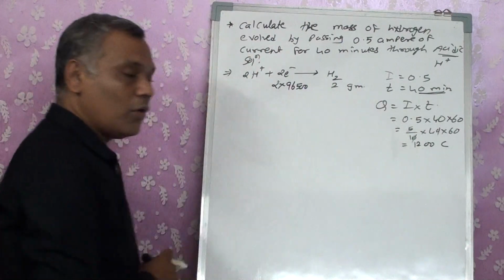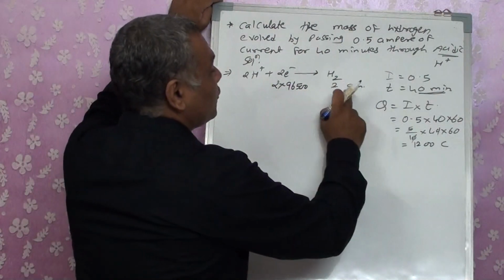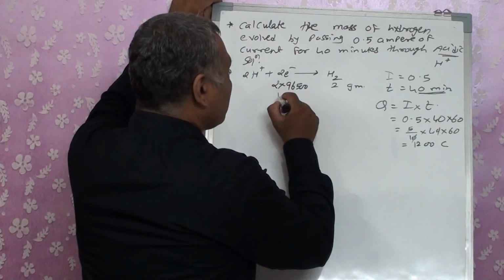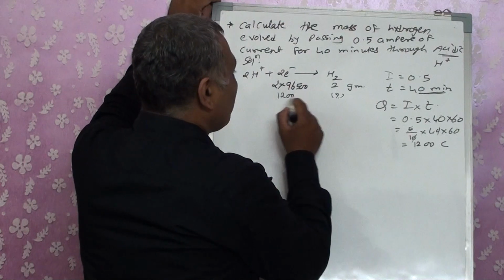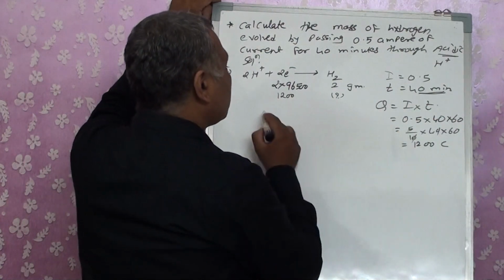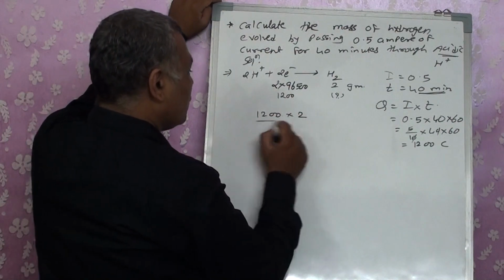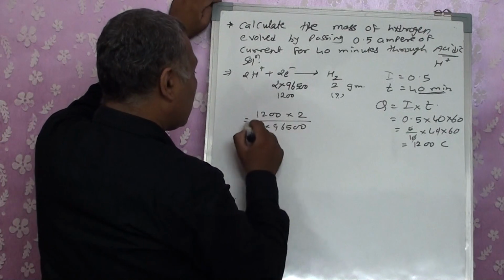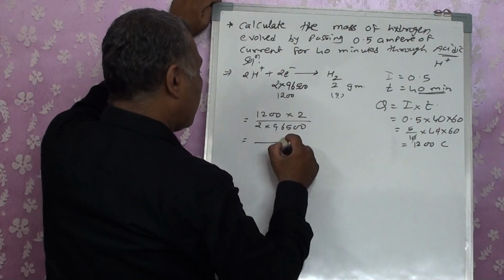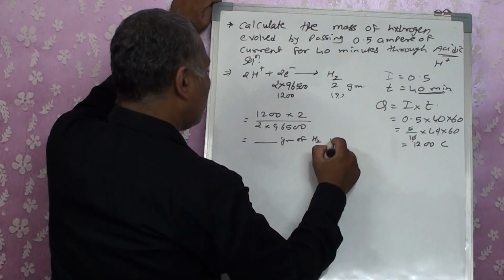This many coulombs. Right? Now 2 into 96500 produces 2 grams. So 1200 produces how much? Or you can say that 0.5 into 40 into 60 produces how much? So 1200 into 2 upon 2 into 96500 will give me the answer as grams of H2 evolved.